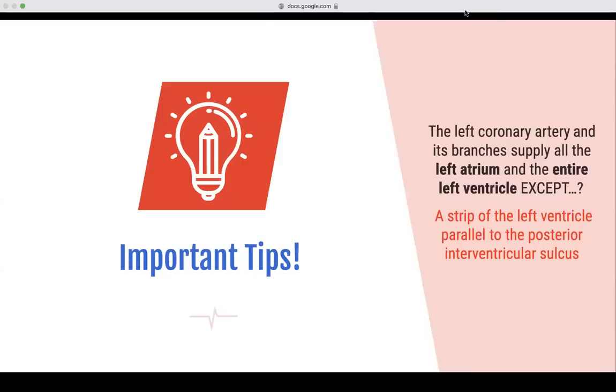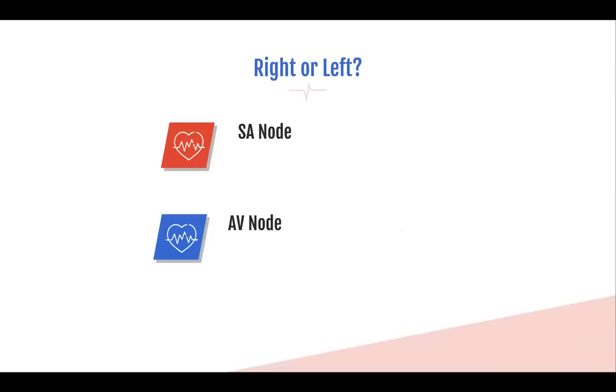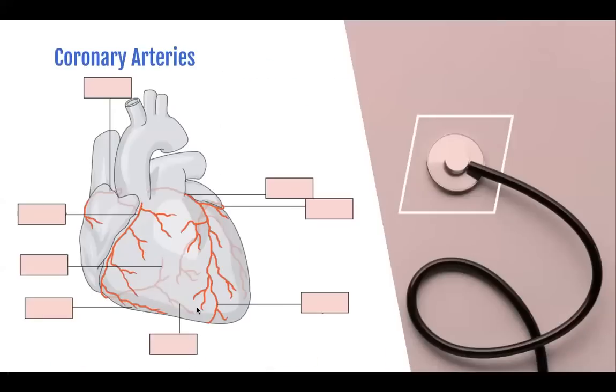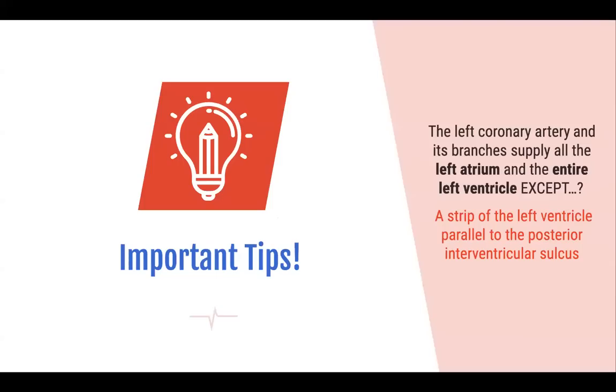So here we have a question. The left coronary artery and its branches supply all the left atrium and the entire ventricle except what? The strip of the left ventricle that's parallel to the posterior interventricular sulcus. So basically this part in the back on the inferior surface of the heart, the posterior interventricular artery supplies some branches of the left and right ventricles. So that's why it's an exception. Other than that, the left coronary artery supplies most of the left ventricle and the left atrium, except the part that's parallel to the posterior interventricular sulcus.